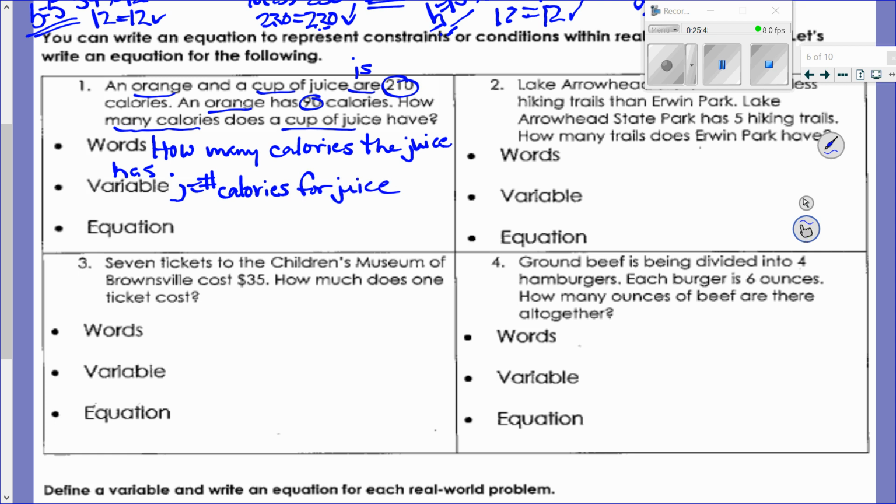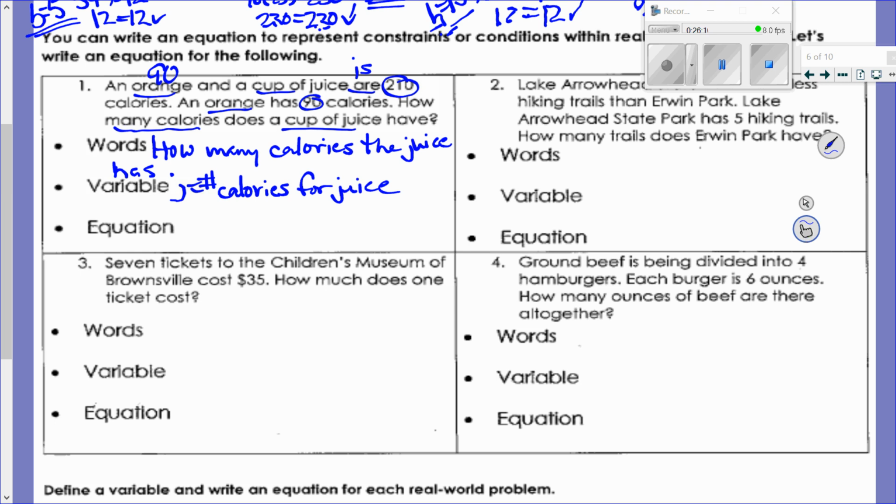Now, looking at what we had written out, how can I do this mathematically? What do I have? An orange and a cup of juice are 210. But I know that the orange is 90. So how could I write this mathematically? Bailey? 110 minus 90. No. We got to do it the way it's written, guys.